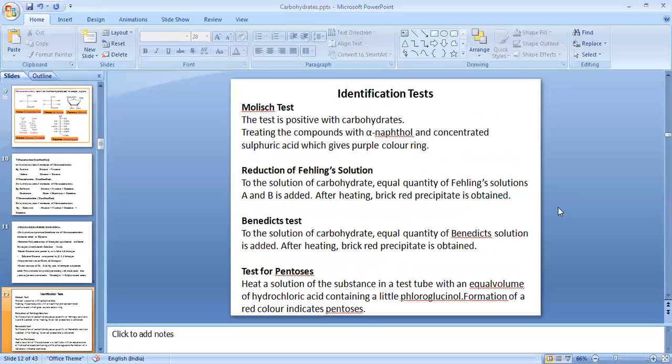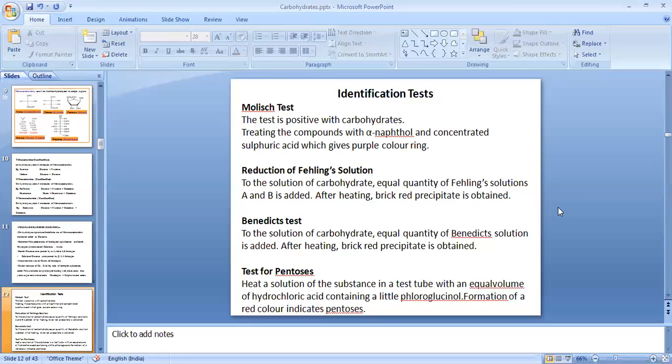And next is the identification test for the carbohydrates. Carbohydrates can generally be identified by the Molisch test. That is, the sample is treated with the Molisch reagent followed by the addition of concentrated sulfuric acid. They give a purple colored ring at the junction of two liquids. I think you might have studied the mechanism of formation of the purple ring at the junction of two liquids in your biochemistry as well as your organic chemistry.